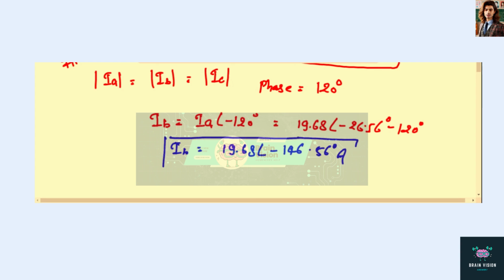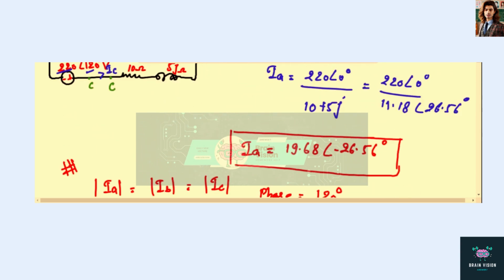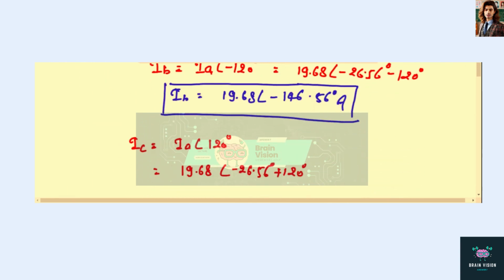Similarly, if I calculate IC, it can be written as IA angle 120 degrees, right? So let's put the value over here. IA is 19.68 angle minus 26.56 degrees plus 120 degrees in this case, right? Because IC is leading. As you can see over here, IC is leading IA by 120 degrees, right? So you will get the value of IC.